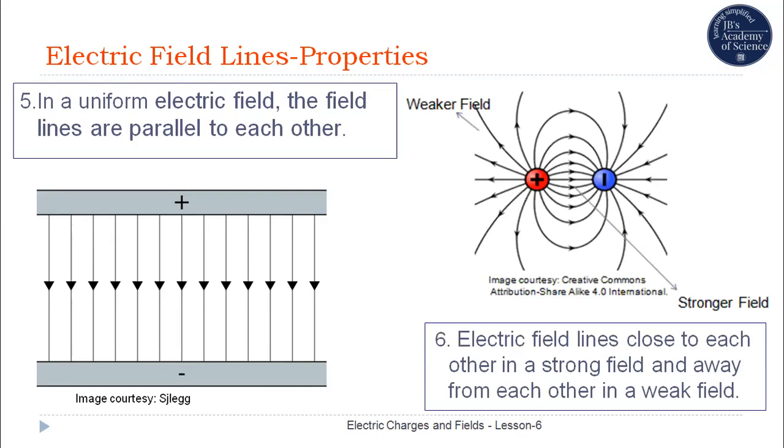Electric field lines are very close to each other in a strong field and away from each other in a weak field. That is, the number of lines of force in an area gives the strength of the electric field in that region. In a stronger region, they are close to each other. In a weaker region, they are away from each other.